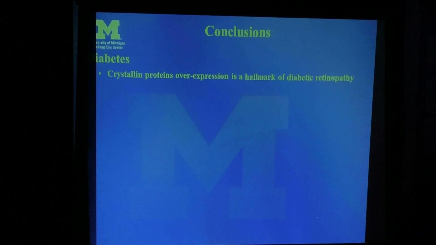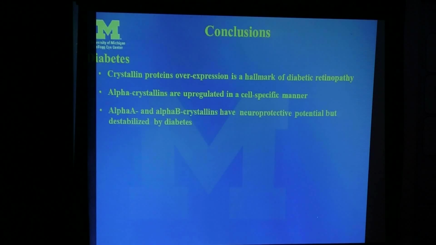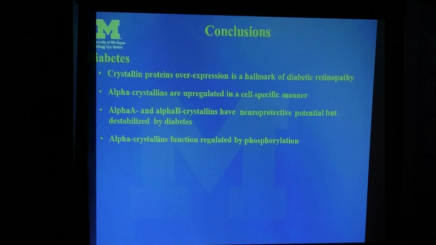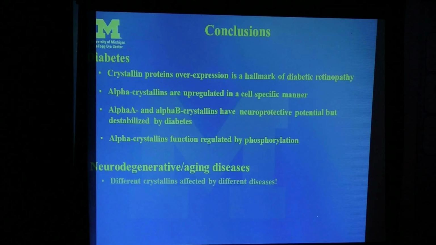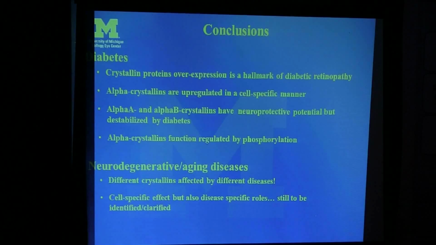So in conclusion, we have shown in humans and other models that crystallin protein overexpression is a hallmark of diabetic retinopathy, and that it's upregulated in a cell-specific manner. I haven't shown you that really. But it has neuroprotective potential, but that potential is destabilized by diabetes, and part of that might be regulated through the phosphorylation of those proteins. Now, in other diseases, there are different crystallin subsets that are affected, like I showed you with the retinal detachment, for example, or I didn't show you, but with the light damage similarly, and there's also a cell specificity of that. There's still a lot of work to be done on that aspect.